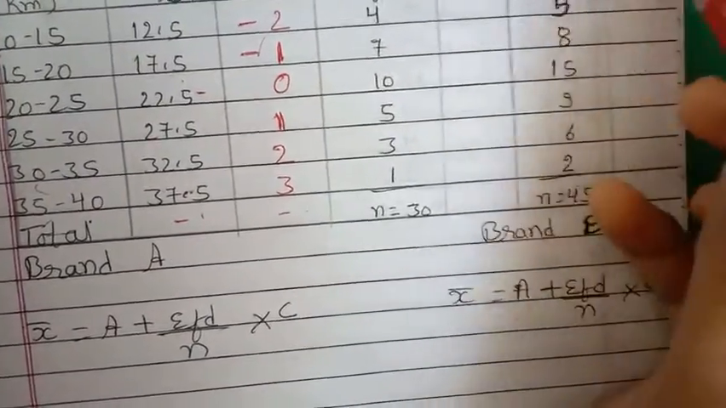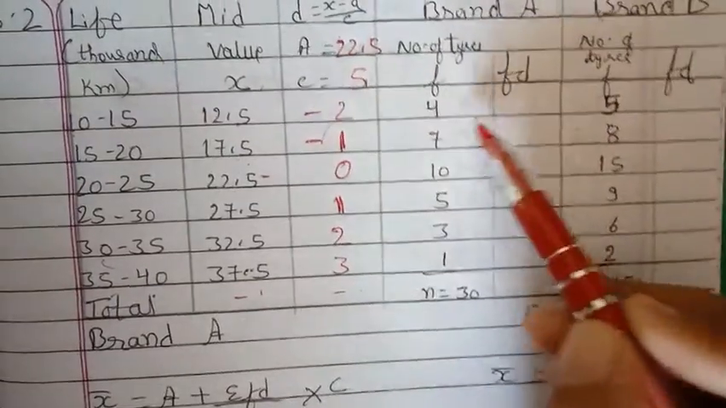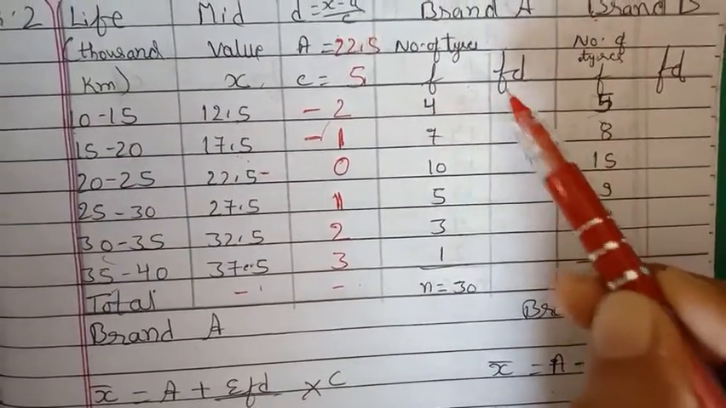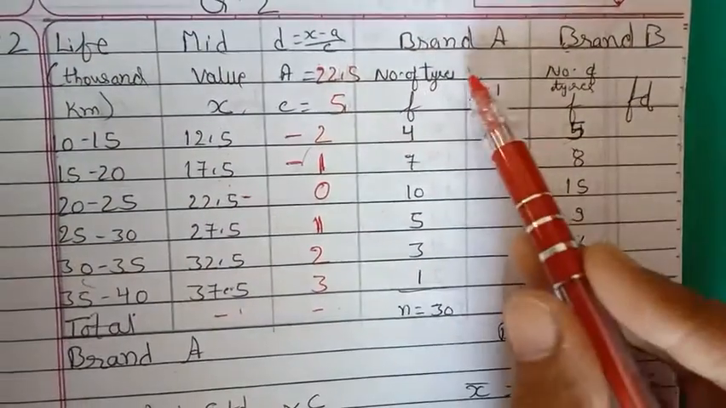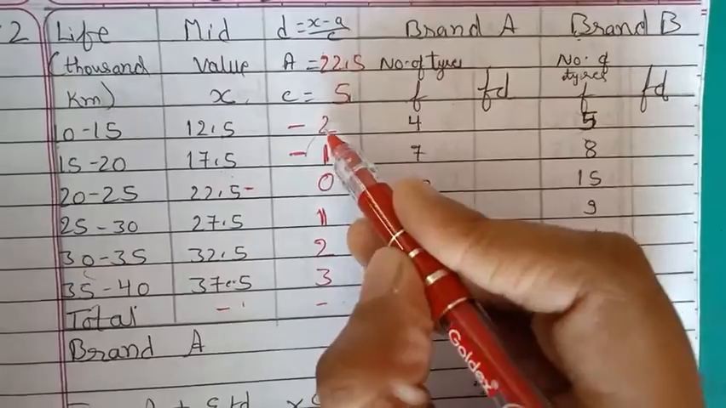Now brand A and brand B, two they have told us to find, and then we have to compare their means. So for mean what we need is fD, frequency multiplied by the D column. So first we are doing it for brand A. So frequency of brand A multiplied by D.